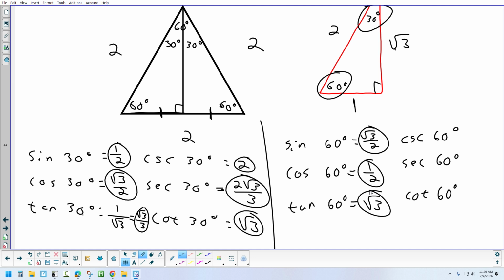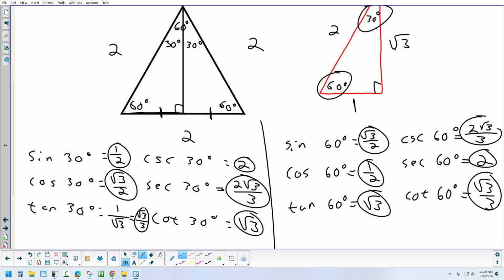Okay, how about cosecant? Is it 2 square root 3 over 3? Yep. The secant? What will that one be, Chris? 2. And lastly, the cotangent of 60 degrees. Square root of 3 over 3.